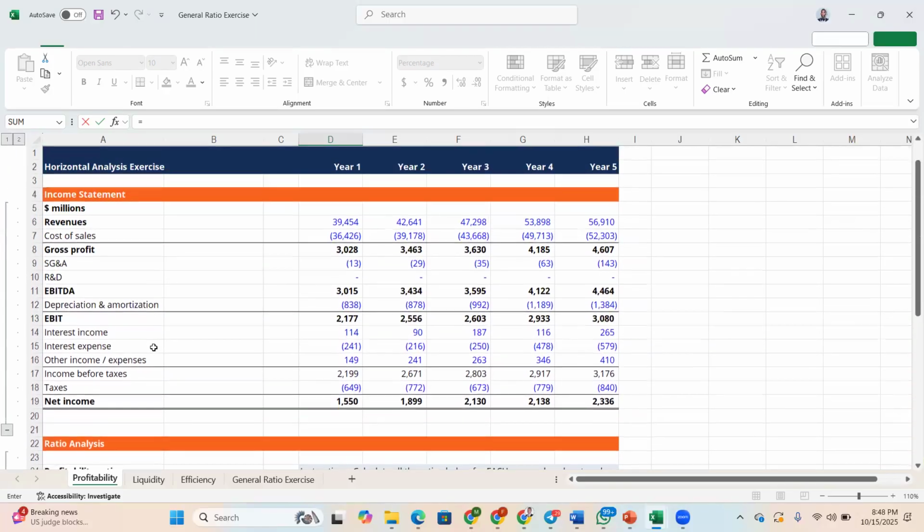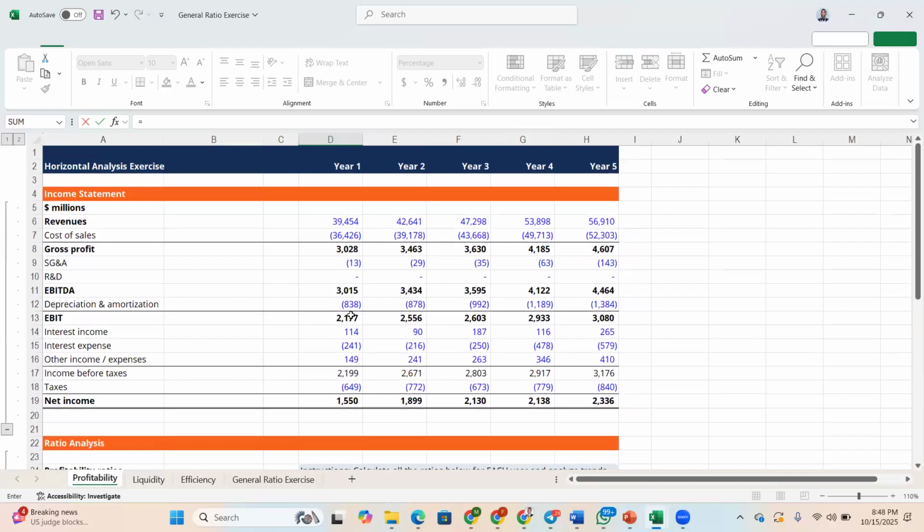So let's take the earnings before interest and tax for year one, divided by revenue. How much is our revenue again?